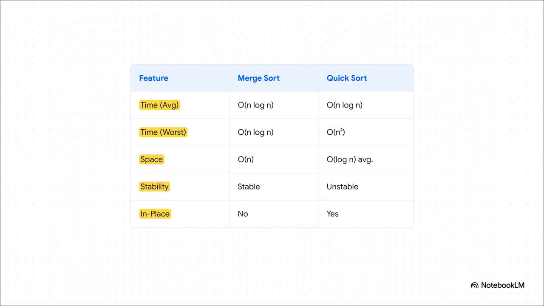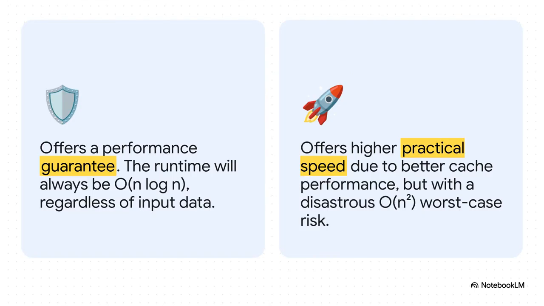Let's break those down. So when it comes to speed, the trade-off really boils down to this. Do you want a performance guarantee, or are you willing to gamble for a shot at higher practical speed? MergeSort is your reliable workhorse. It's never going to let you down. Quicksort is the race car. It's probably going to win, but there's that small but very real risk of a spectacular crash.